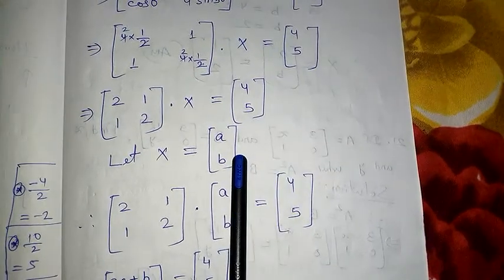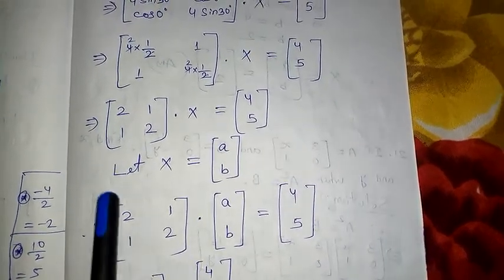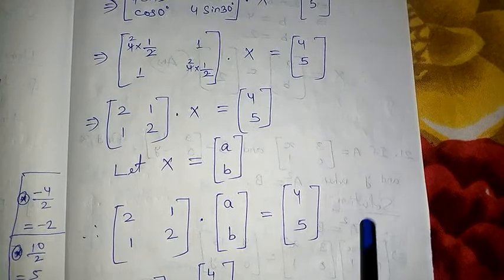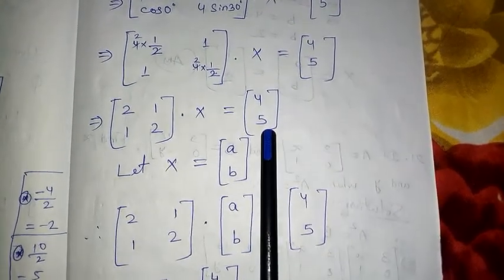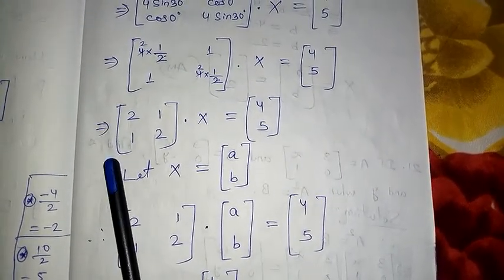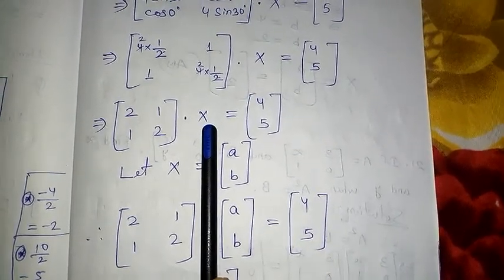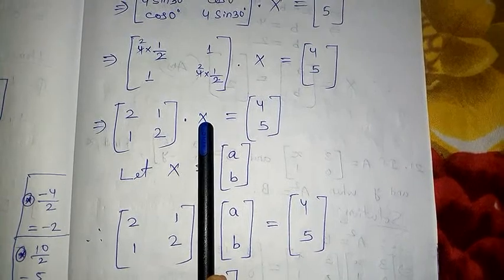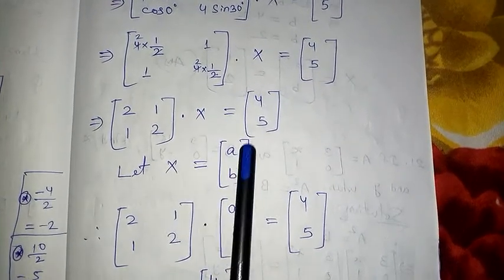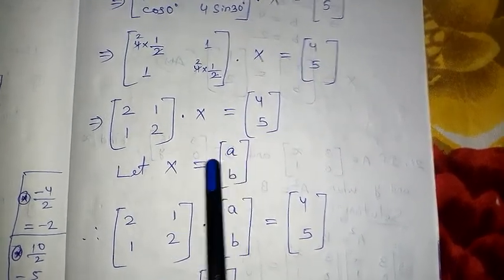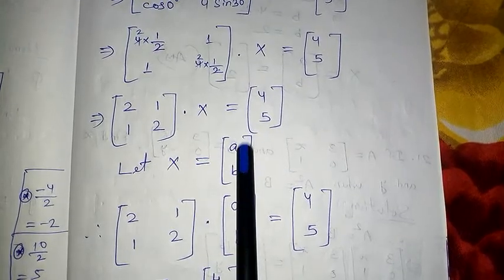But the rule is we can add matrices, we can subtract matrices, we can multiply matrices, but we cannot divide one matrix by the other. So in that case, to find the value of the matrix X, you don't know the value of X, you write X equal to the matrix [A B].